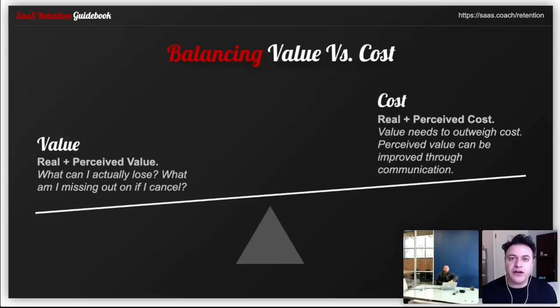So that value has to be greater than the cost. And it's a pretty simple equation, but I think we have to be reminded of that, the way you position it and staying in touch. A lot of things we've already talked about go into this, but communicating all of the different feature sets, even the support and everything that you can, that's all equals value.